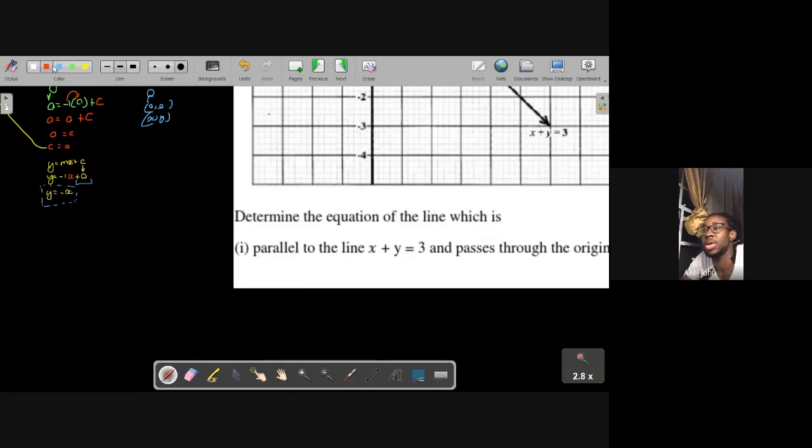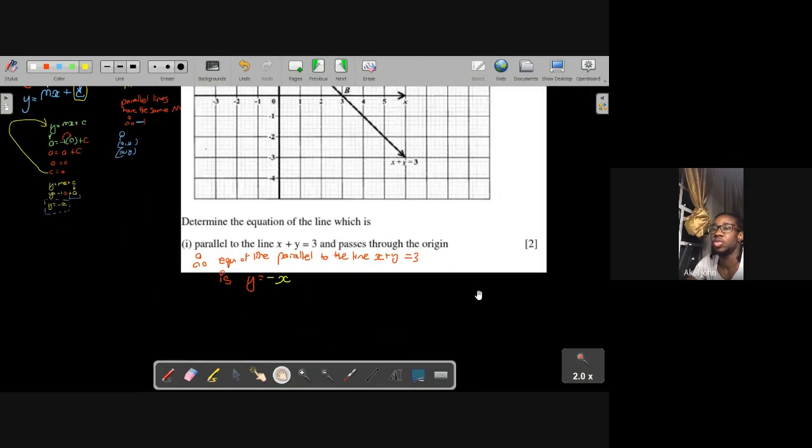So let's write a statement. Therefore, the equation of the line parallel to the line x plus y is equal to 3 is y is equal to negative x. Right, and that would be for 2 marks.